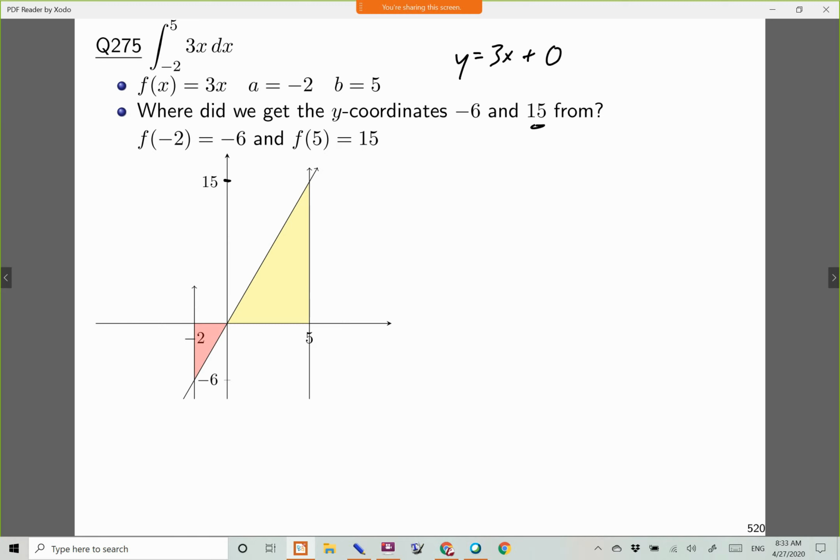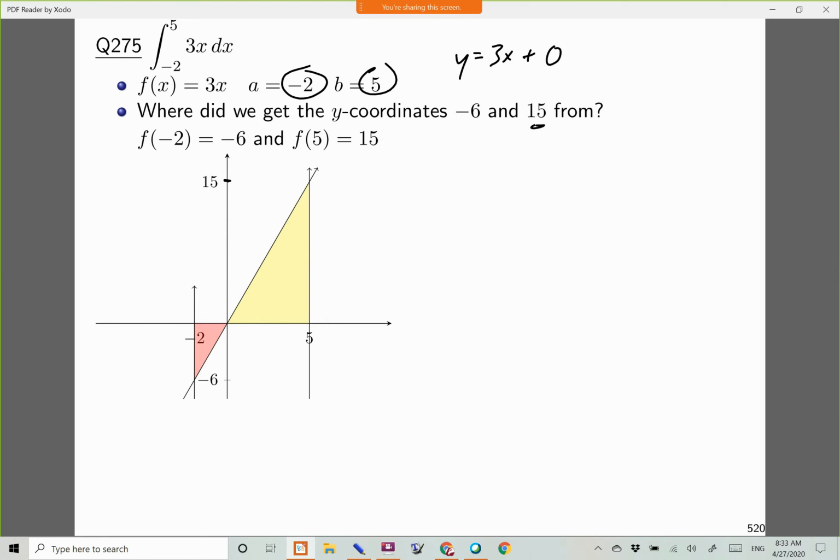But what ends up happening is when you look at all of the regions between the graph of the function and the x-axis, and these two vertical lines, x equals negative 2 and x equals 5, you actually end up with two regions. You have a region that's below the x-axis, which I shaded in pink, and you have a region that's above the x-axis, which I shaded in yellow. So we have a negative area and a positive area.